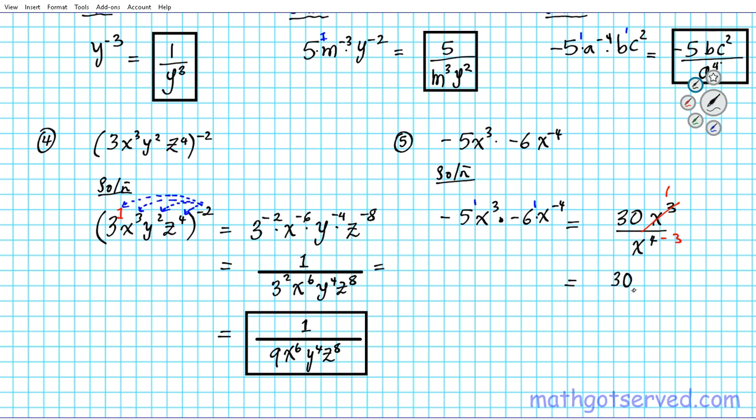So if you want to go over the quotient property of exponents, you can just take a look at the playlist and you can see how that is done. Okay? All right, so that's 30 over x to the 4 minus 3, which is just 1. All right, so our final answer is 30 divided by x.